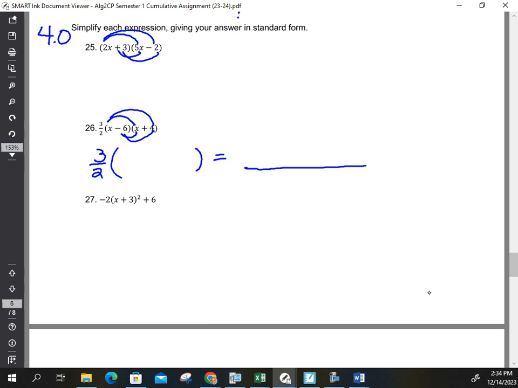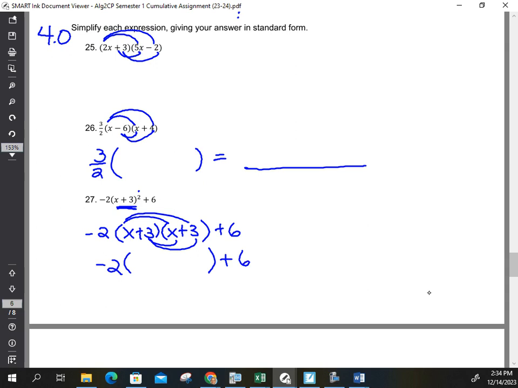27. You still follow order of operations. Parentheses, exponents. Write the parentheses twice. Do the FOIL. Multiply -2 into the problem. And then add the 6 to it. Done.